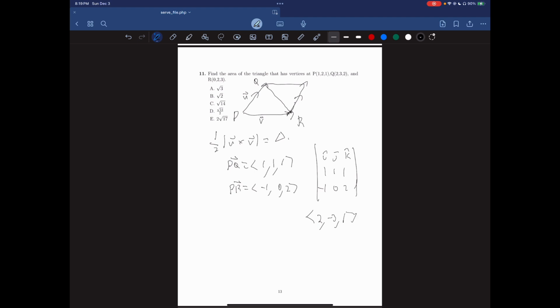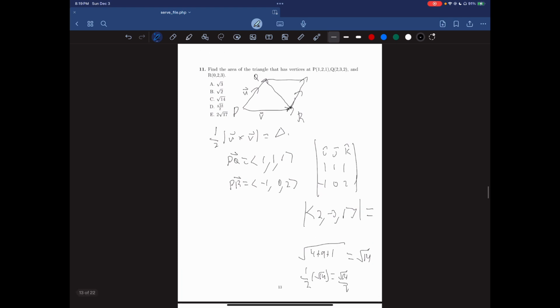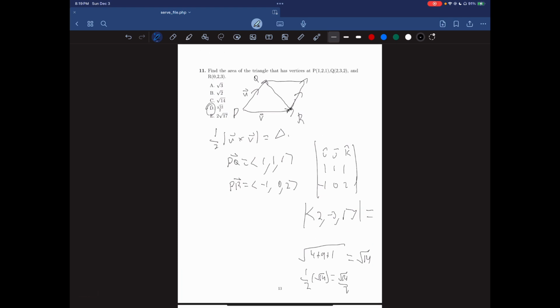Okay, and now we need to get the magnitude of this, and that's just equal to the square root of 4 plus 9 plus 1, and that looks like that is root 14. And don't forget, we need to do 1/2 of root 14. It should just be root 14 over 2. Hopefully that is an answer. Okay, D, yes. Our answer is D here.